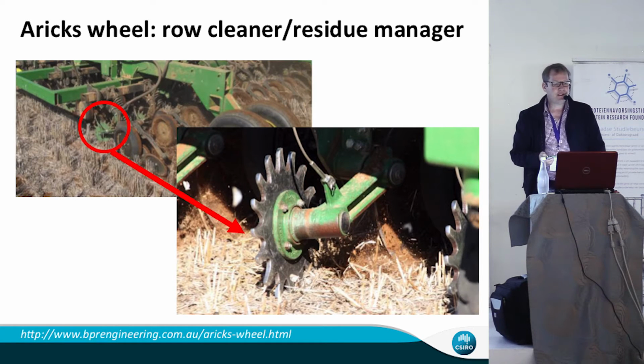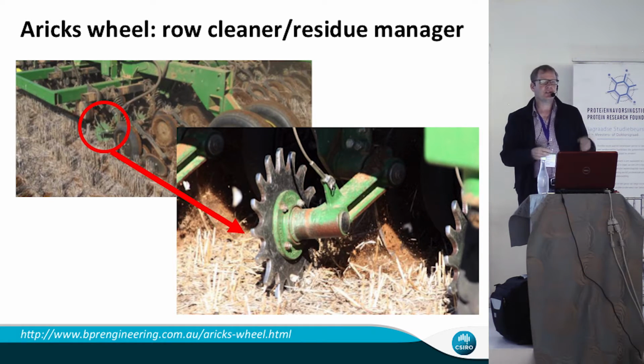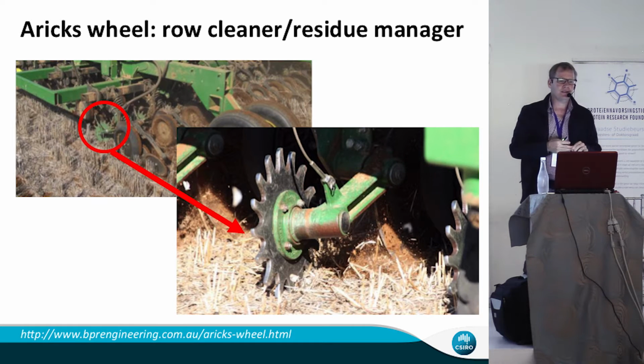The other thing people are fitting is some kind of row cleaning setup. In this case, this is one brand called an Arix wheel. So it's a little wheel. There's another one called a Stubble star. It just spins. It's just spinning ahead of the disc and just flicking the stubble out of the way. So the disc's operating into soil, but it's just moving it away from that seeding row.